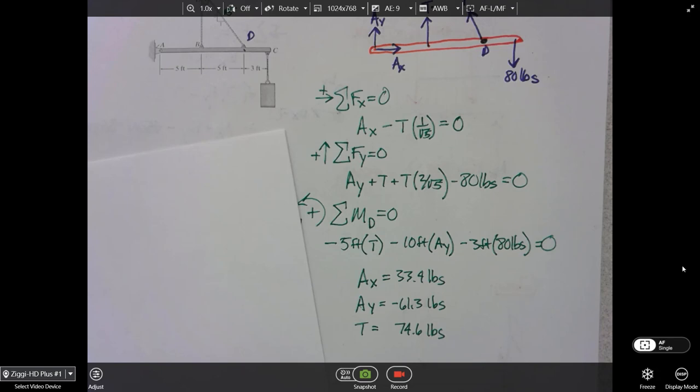Right. Yeah, no, that looks right to me, because there's this big load over here, so essentially what's happening is this is holding, and it's trying to pivot. It would keep going down, and so AY actually has to be holding the beam from rotating this way. AY is pushing it down, and that's why we get the negative 61.3 pounds. And AX being 33.4 makes sense, because this tension is pulling that way, so it's pulling the beam in that direction, so A has to push back in that direction.